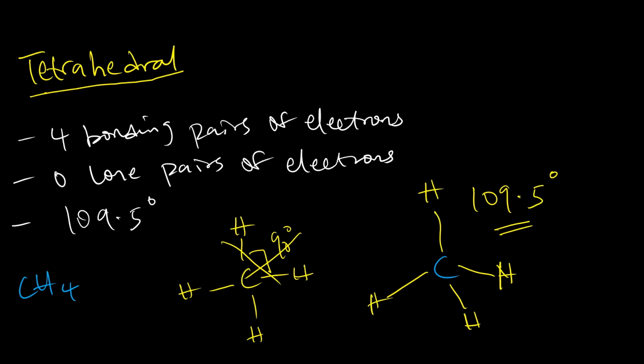Another example can be found in silicon fluoride. In silicon fluoride, silicon is the center atom and is bonded with 4 fluorine atoms: fluorine, fluorine, fluorine, and fluorine. Just as we can see in methane, the bond angle as well is 109.5 degrees.